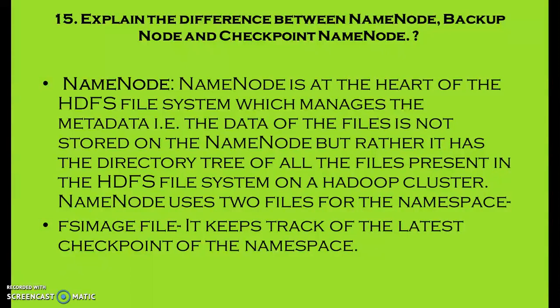Explain the difference between a name node, backup node, and checkpoint name node. So name node basically is at the heart of the HDFS file system, which manages the metadata. The data of the file is not stored on the name node, but rather it has the directory tree of all the files present in the HDFS file system.